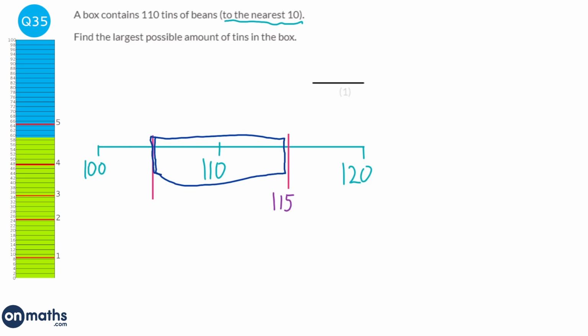So all the numbers that would have rounded to 110 would have been 105, 106, 107, 108, 109, 110, 111, 112, 113, 114, which would be here. But if it was 115, it would have rounded to 120. So 114 is the biggest number it could have been before rounding to 120. And we know it didn't round to 120 because in the question it says it's 110 to the nearest 10. So our answer is 114.